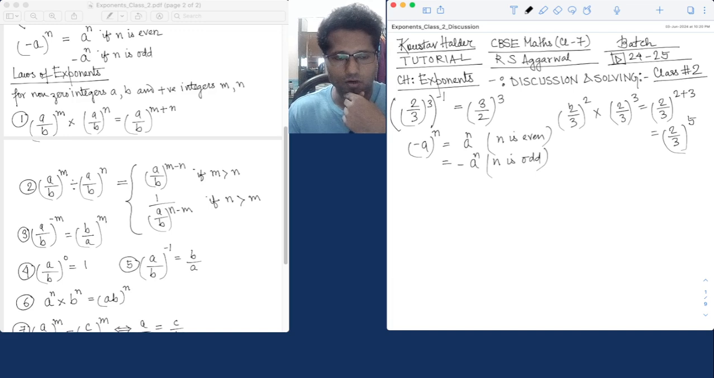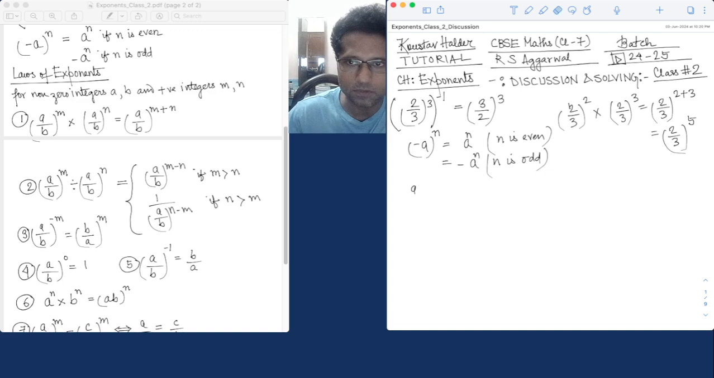Law 2 is a division of two exponents where the base is the same, but the powers are different. So we have a by b raised to the power m divided by the same rational number a by b raised to the power n, which will be equal to a by b raised to the power m minus n if m is greater than n. And if m is less than n, then it will be 1 by the rational number a by b raised to the power n minus m.